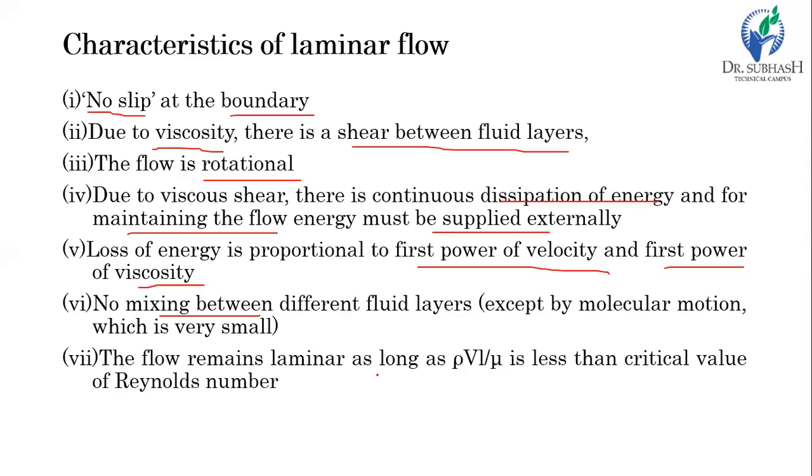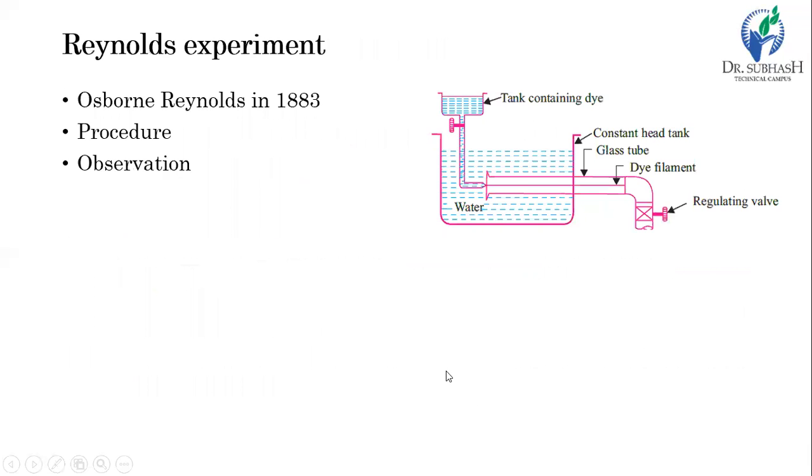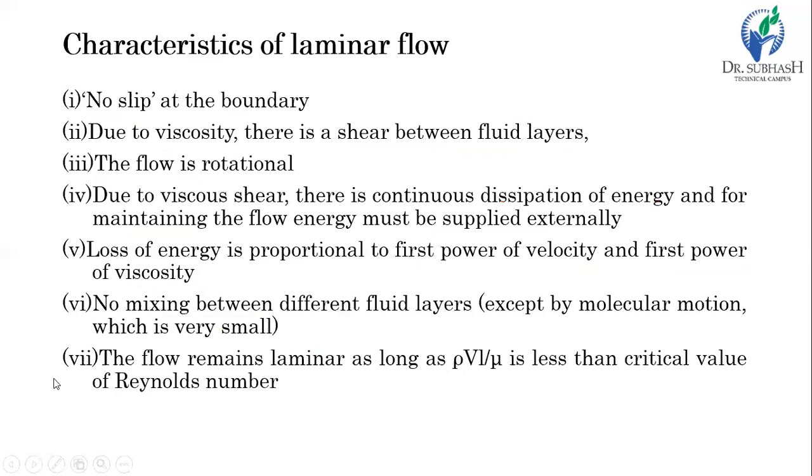The flow remains laminar as long as the value of rho V L by mu, the Reynolds number, is less than the critical value of the Reynolds number, which is 2000. In that case, the flow remains laminar flow.